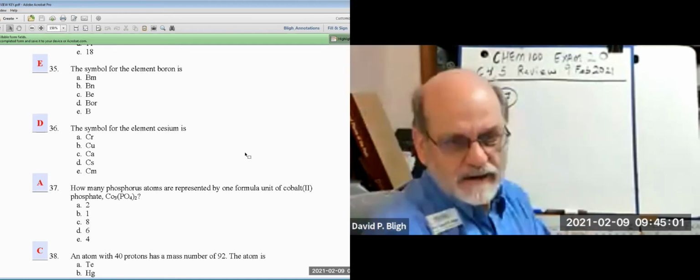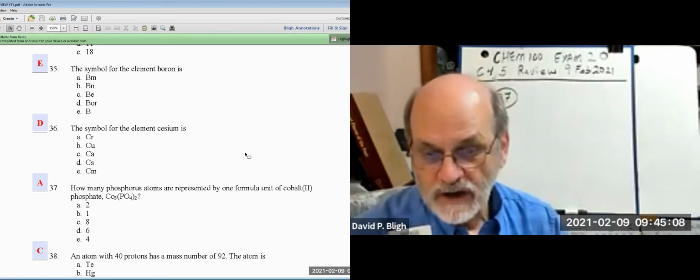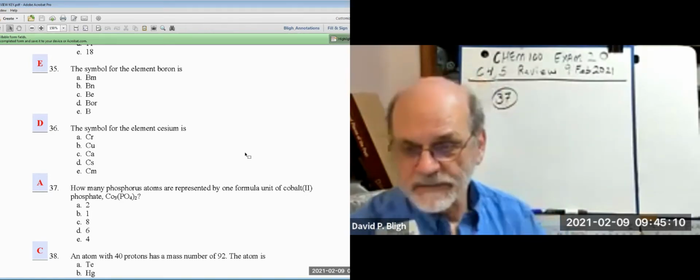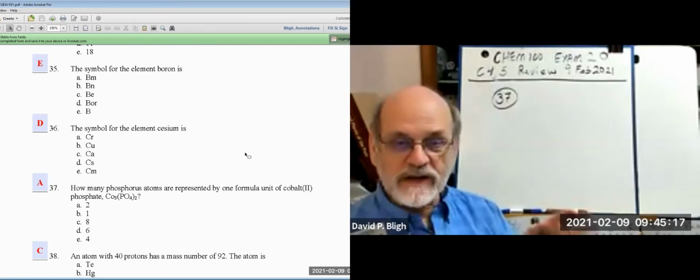So 37 says, how many phosphorus atoms are represented by one formula unit of cobalt-2 phosphate? And I was kind here. I didn't make you write out the formula. I just wanted to see if you knew how to read the formula.